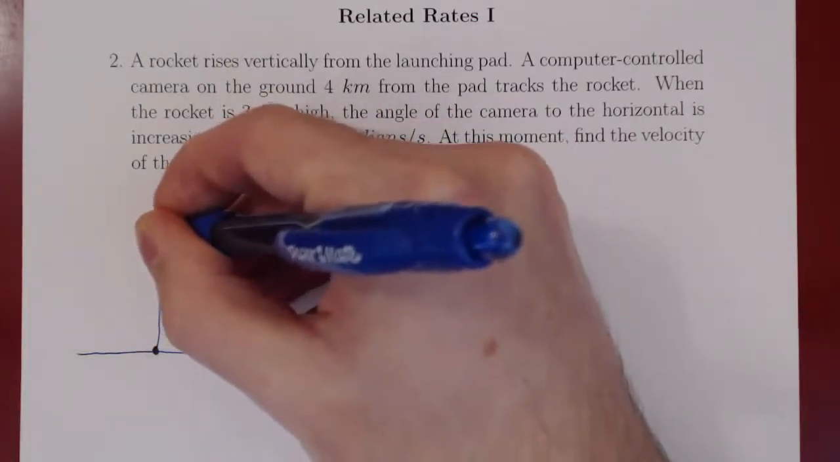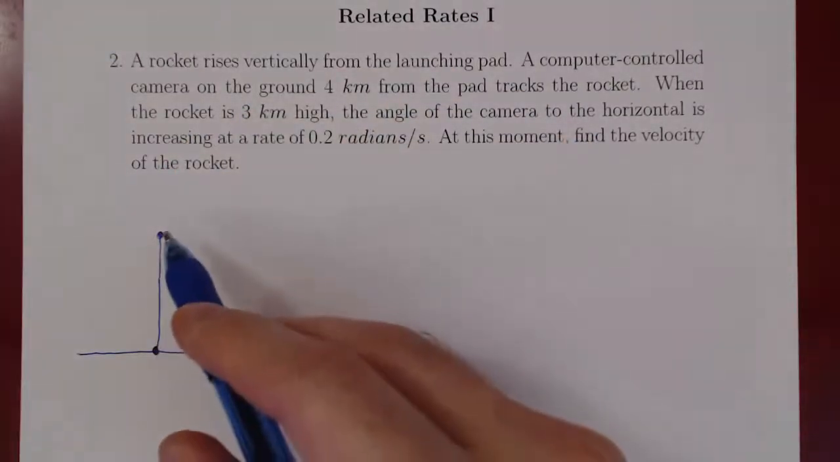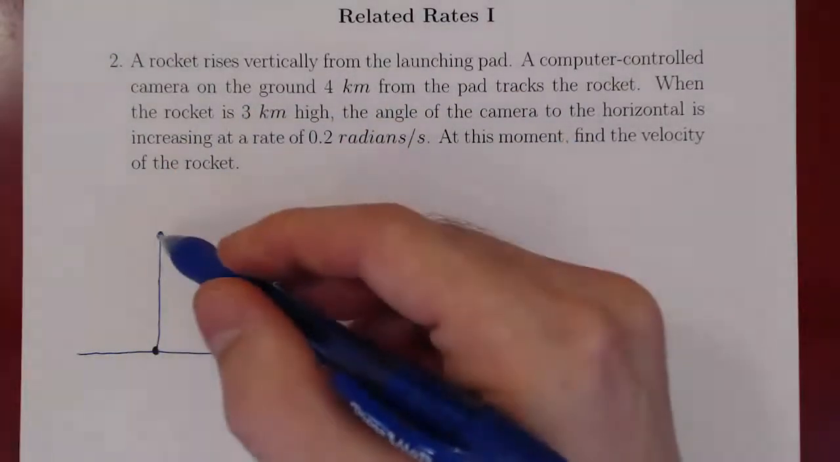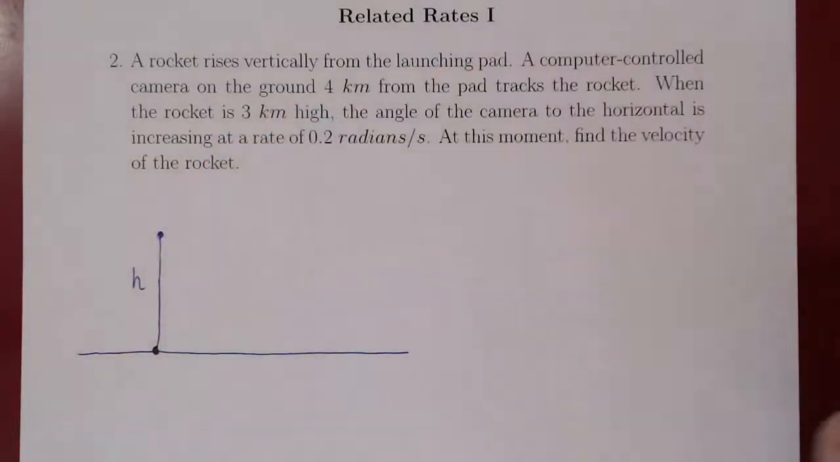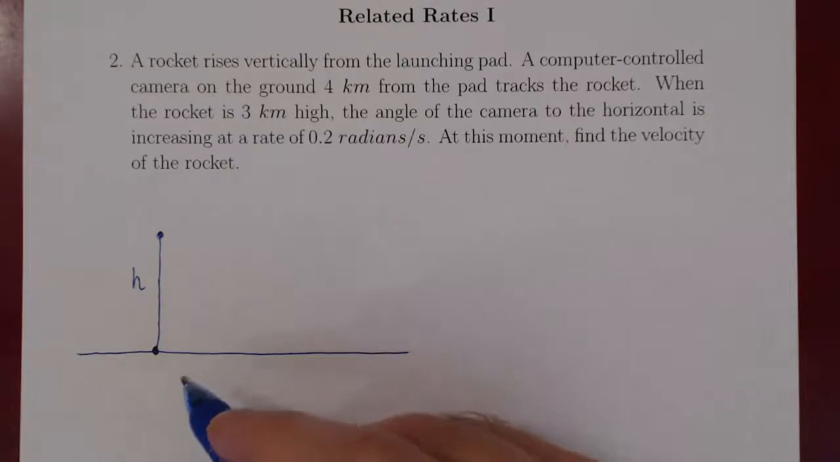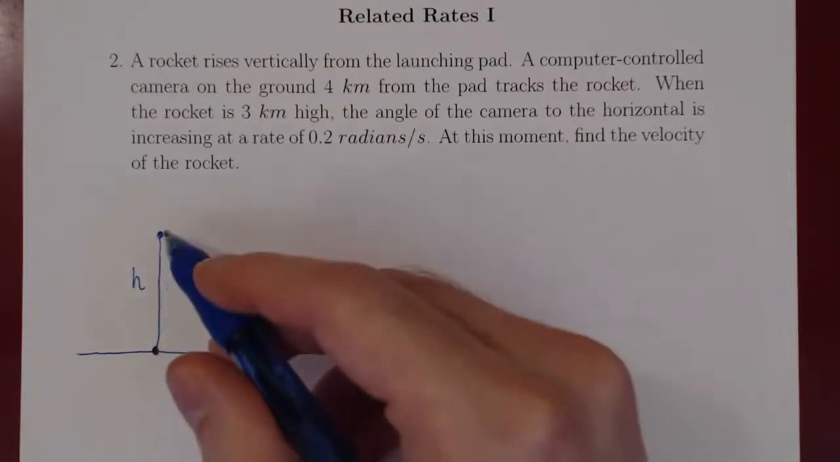Suppose the rocket after some time is now here, so that's our rocket, and this is the height, which is a variable. Call this h. A good letter for height would be h. So this is our launching pad, this is our rocket.